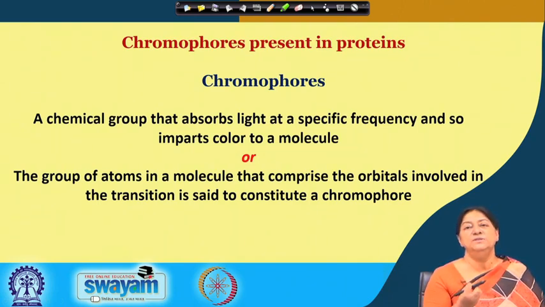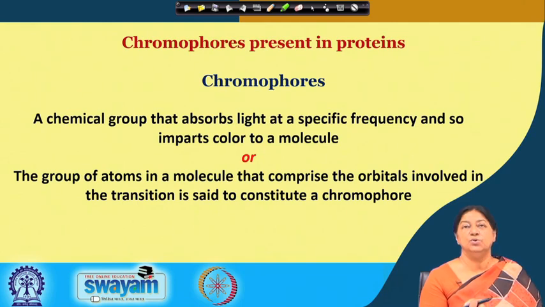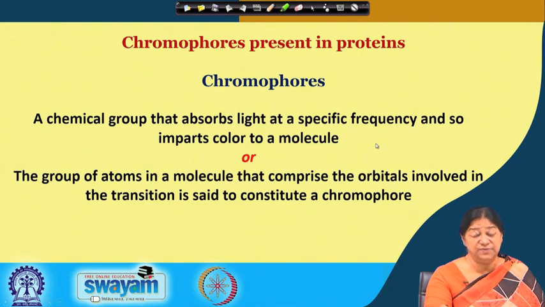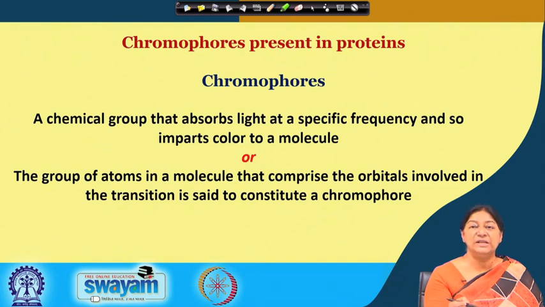Now, the component present in the sample that is going to absorb the light is called a chromophore. It is the chemical group that absorbs the light at a specific frequency, which means at a specific wavelength, and imparts color to the molecule. The group of atoms in a molecule that comprise the orbitals involved in the transition that we just spoke about is going to be the chromophore, corresponding to that specific energy and that specific wavelength.